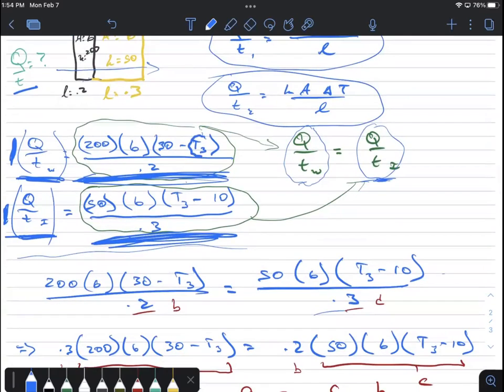But now you know what T3 is. So right here where there's a T3 unknown, now you'll know a number there. So now you won't have two unknowns. You'll only have Q over T. And you can plug the number in and you get a value. So that's what we're going to do next time.